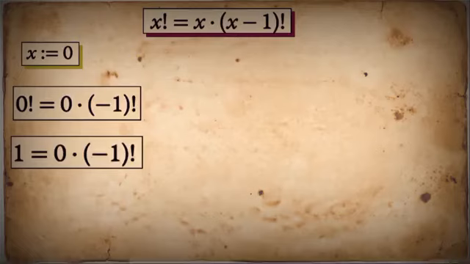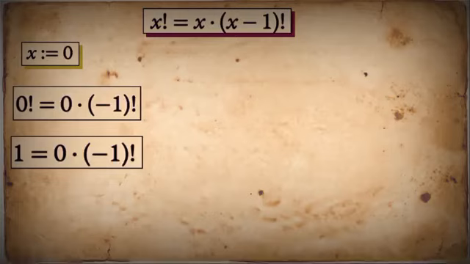And here we immediately hit a problem. The equation says 1 equals 0 times the factorial of negative 1. But 0 times anything is always 0. You can never get 1 by multiplying 0 by some other number. This is a genuine contradiction, a bug in the system. The factorial of negative 1 cannot exist as any finite number. The recurrence simply breaks down at 0.